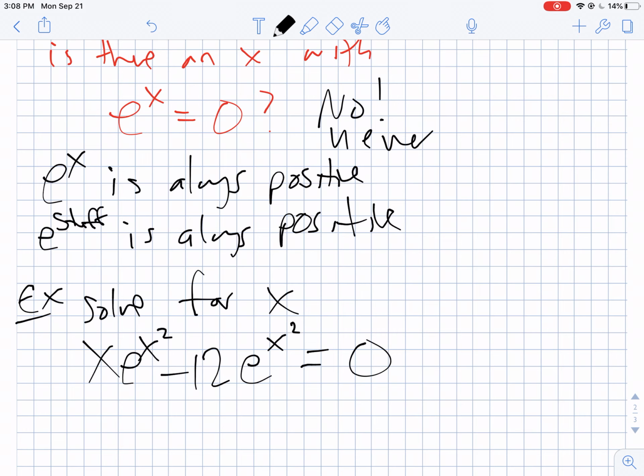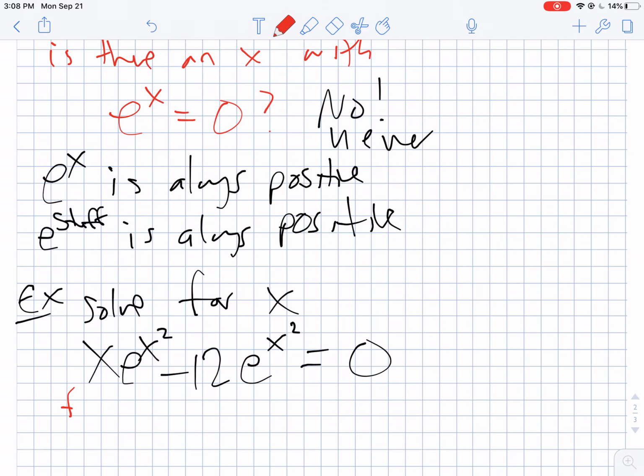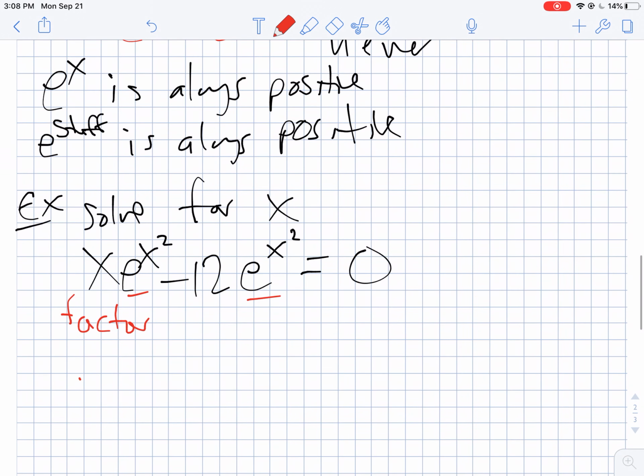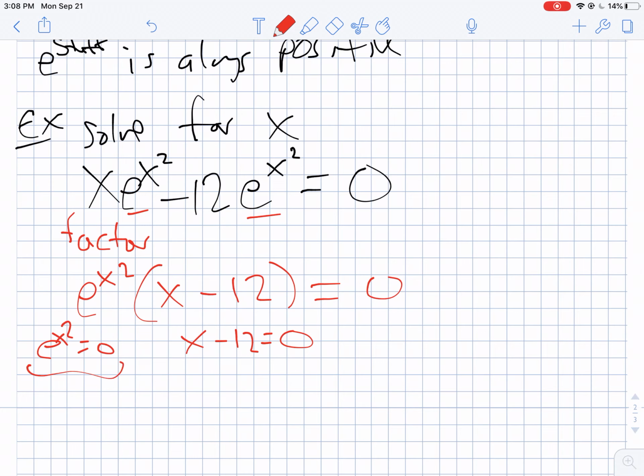Now, you might look at this and just think, oh my goodness, what did I get myself into? But then you recognize I can factor something out, right? I can factor out e to the x squared. So I have e to the x squared times (x minus 12) equaling 0. Either e to the x squared equals 0 or x minus 12 equals 0. Well, this never happens, right? This has no solutions. E to a power is never equal to 0. So the only solution to this equation is x equals 12.